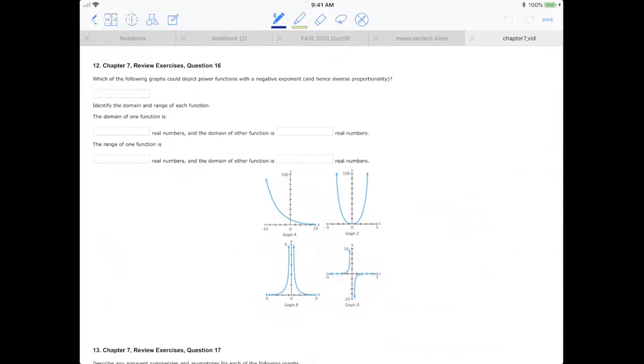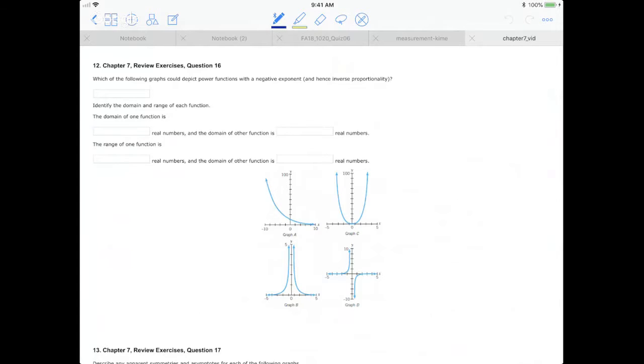People did pretty well. The quizzes that I have back, where I talked about the range and domain and concavity of power functions, people are doing pretty well so far. So we'll go through it. Why not? Which of the graphs depict power functions with a negative exponent and hence inverse proportionality?